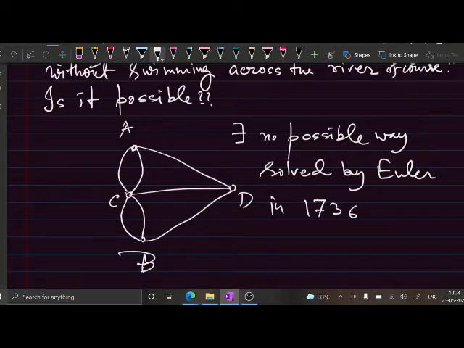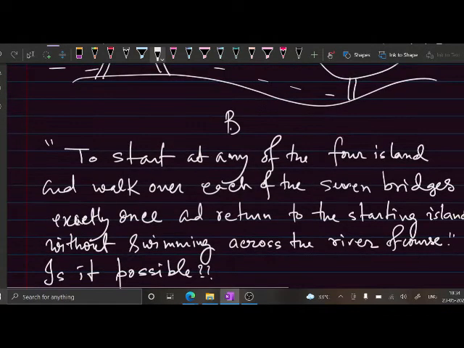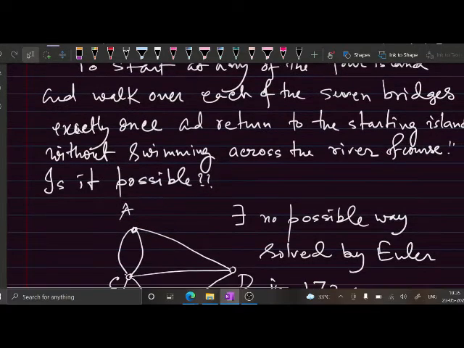So this problem can be analogously stated as the problem of drawing figures without lifting the pen from the paper and without retracing a line. The same problem occurs when you pose this kind of problem: draw a figure without lifting the pen from the paper and without retracing any line. So there exists no possible way of returning to the same island by walking over each of the 7 bridges exactly once.